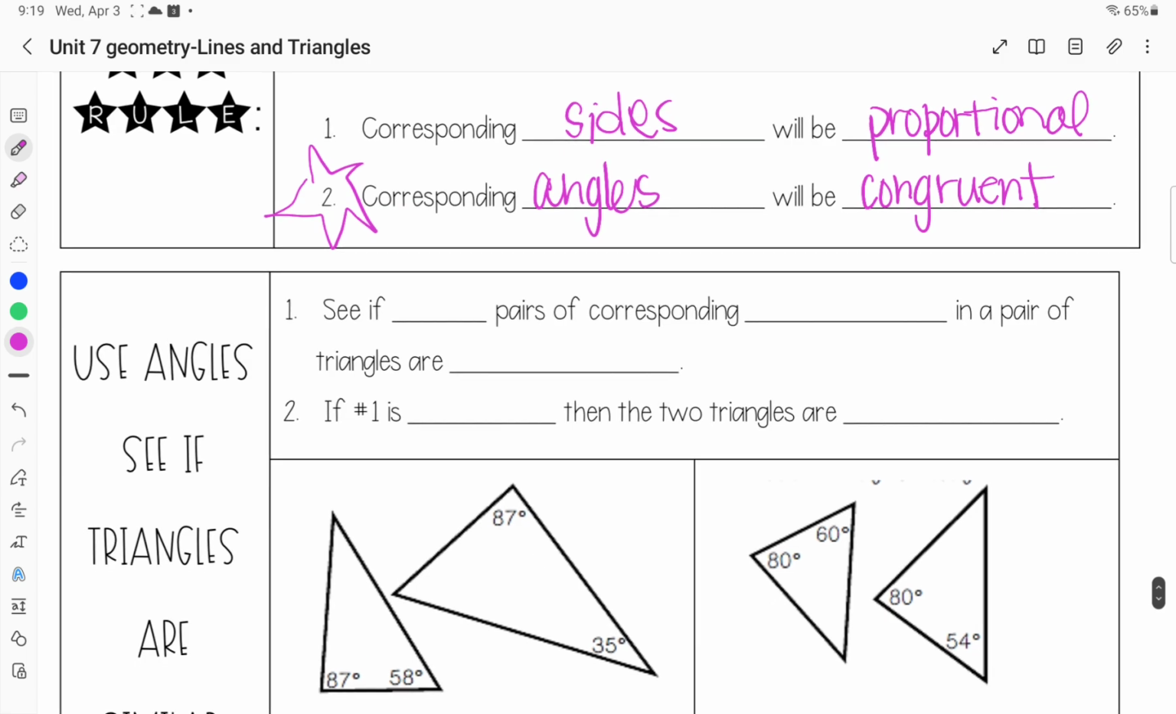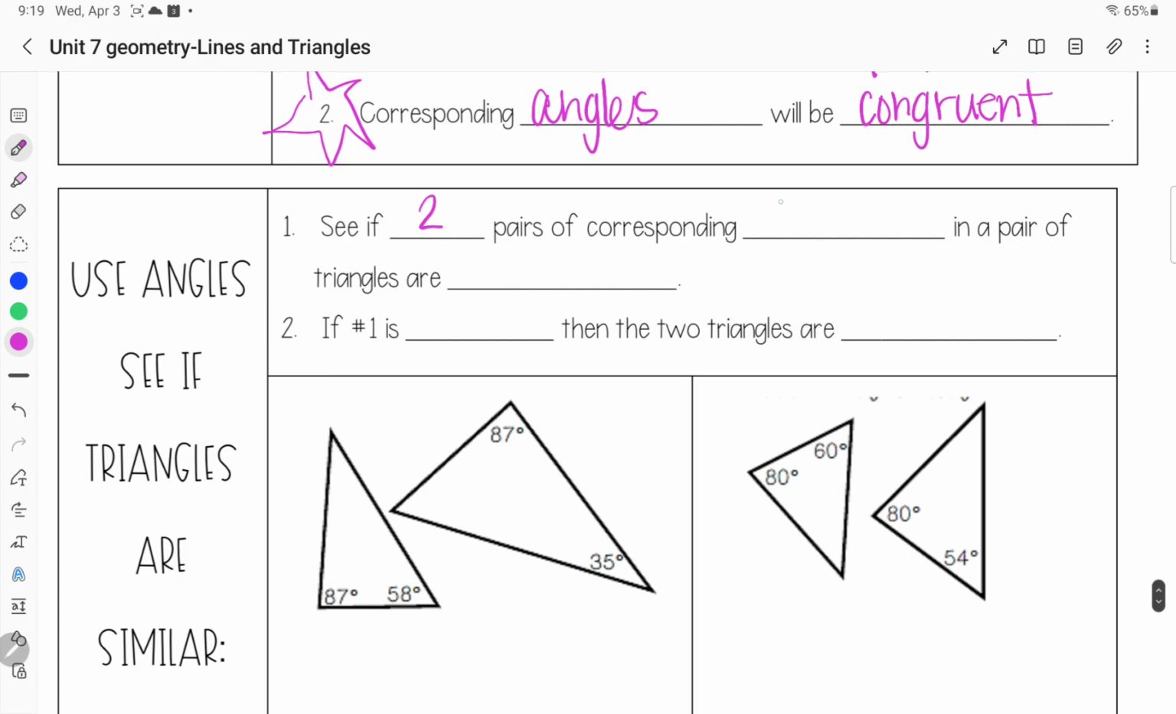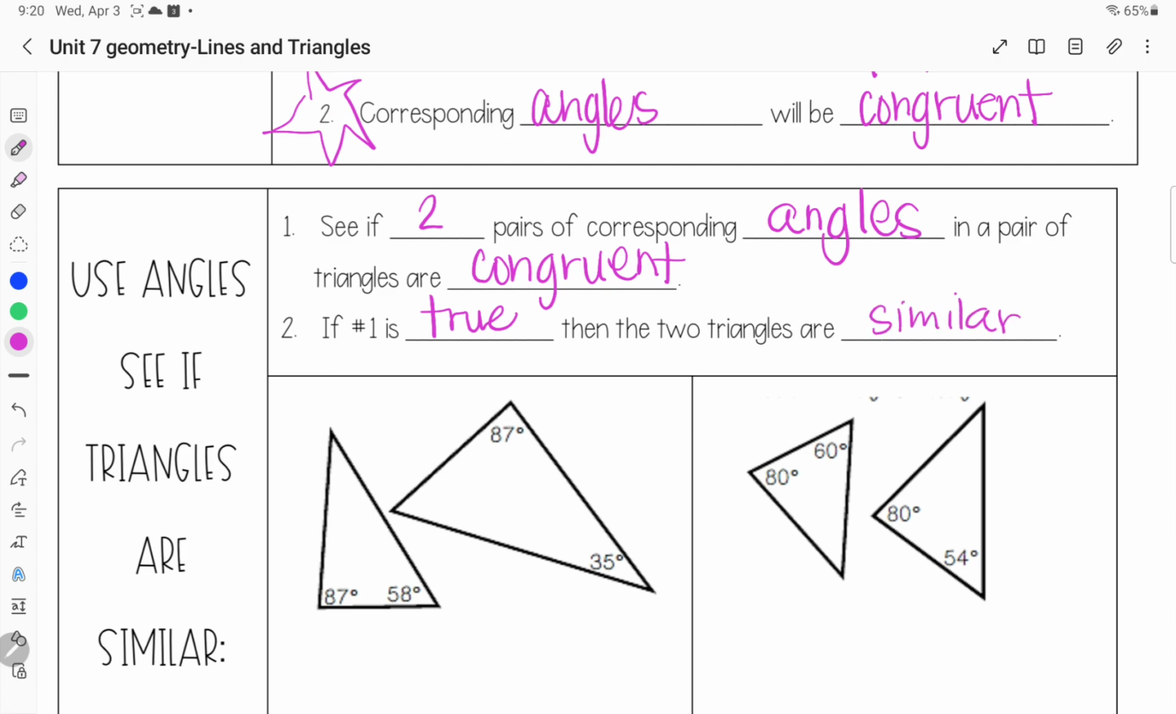So here's how to tell if triangles are similar. You are going to find all the missing angles in the triangle. See if two pairs of corresponding angles in a pair of triangles are the same, or congruent. If that is true, if two pairs are congruent, automatically the third one is going to be congruent, just so you know. Then the two triangles are similar. So the easiest thing to do is make sure all three angles come out the same.